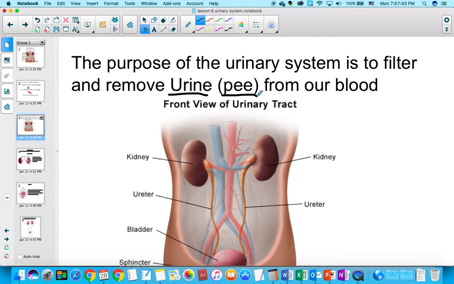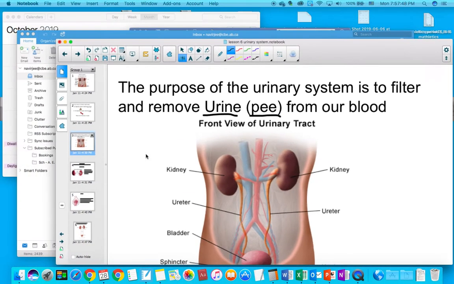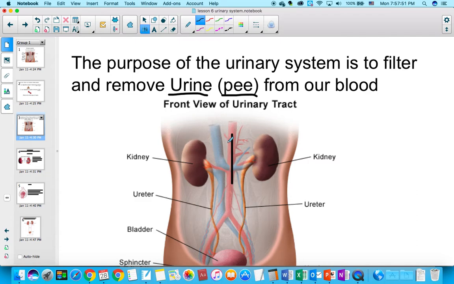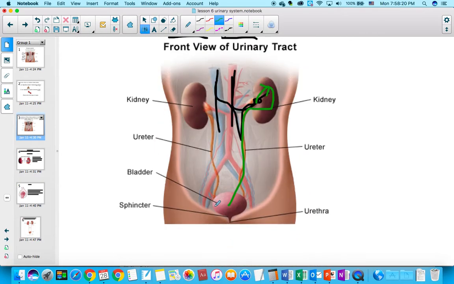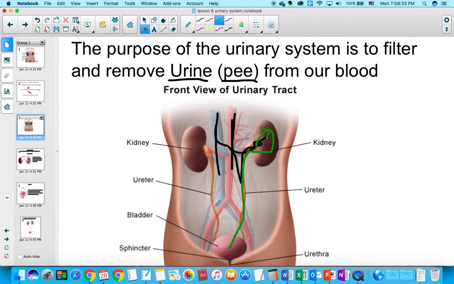The purpose of the urinary system is to filter and remove urine from our blood. You can see there's a large artery here and a large vein here. Basically, the blood will move to the kidney and all the waste will be pulled out, right? And then the blood will flow right back out. As that waste is pulled out, it's collected and drawn into the ureters and held in the bladder. That's basically the urinary system, right?